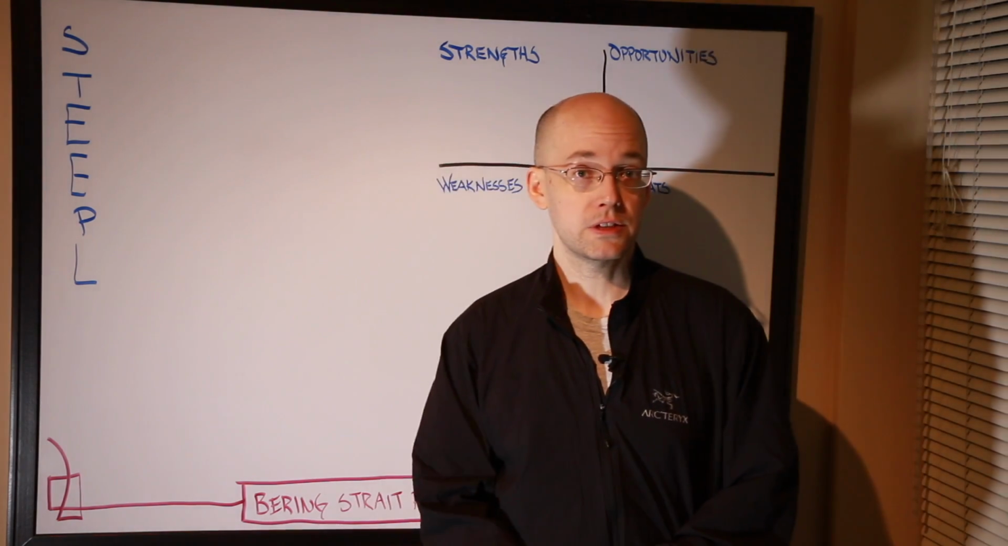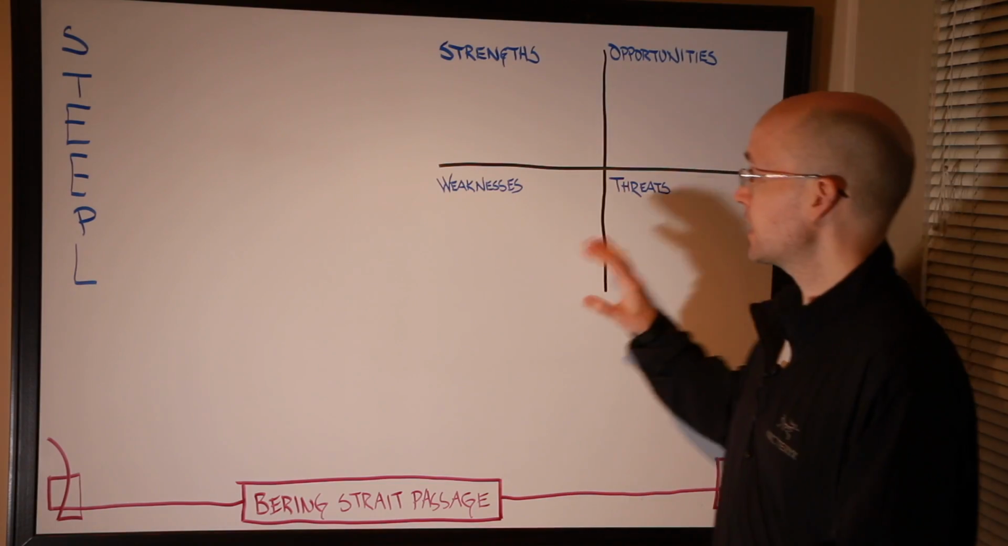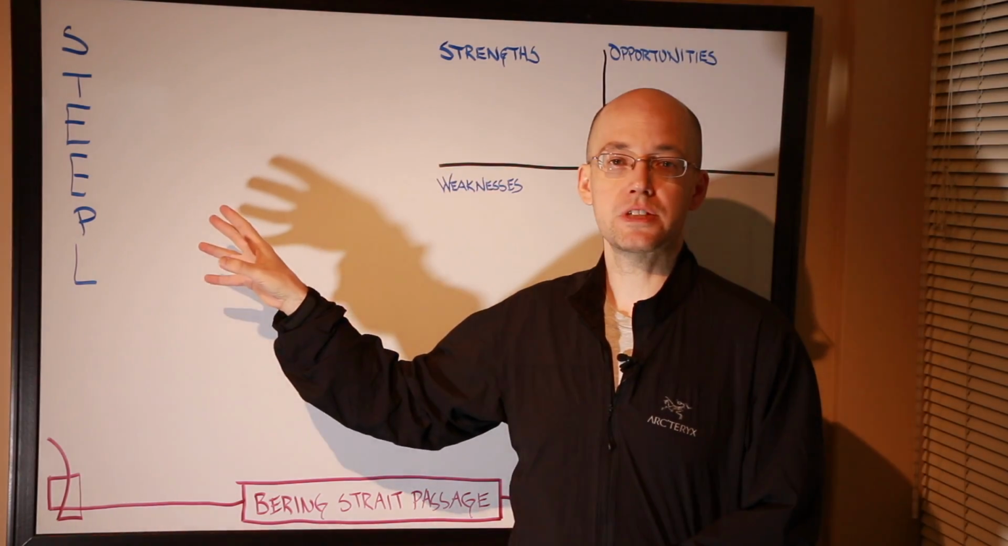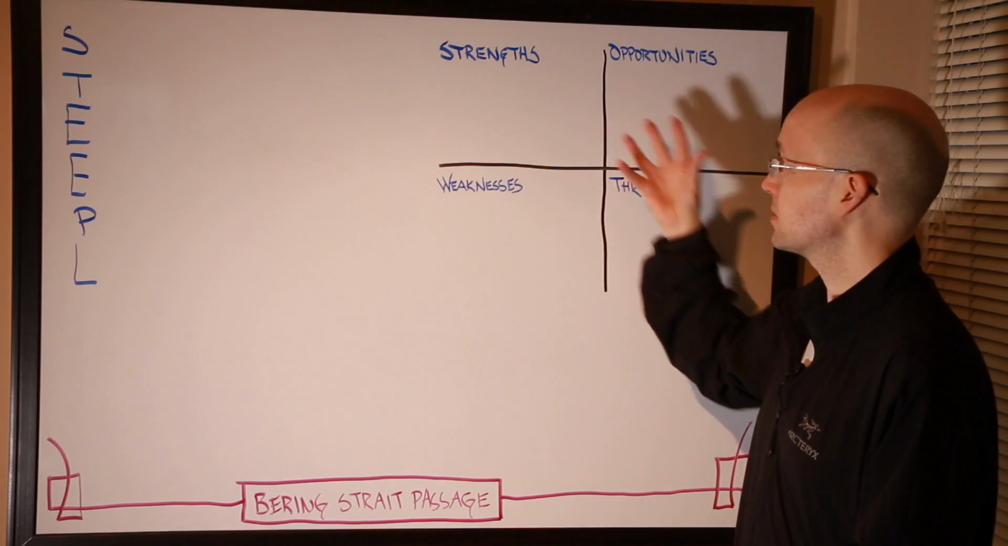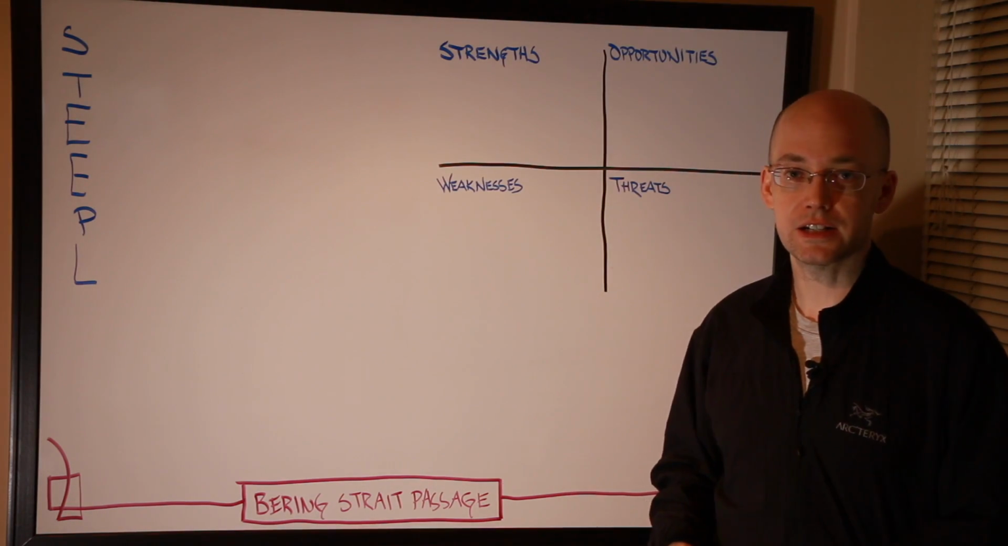STEEPL is also known as PESTLE. What we're doing here with this analysis is we're taking a SWOT analysis and using the inputs from STEEPL to help us establish more of the criteria for our SWOT analysis.